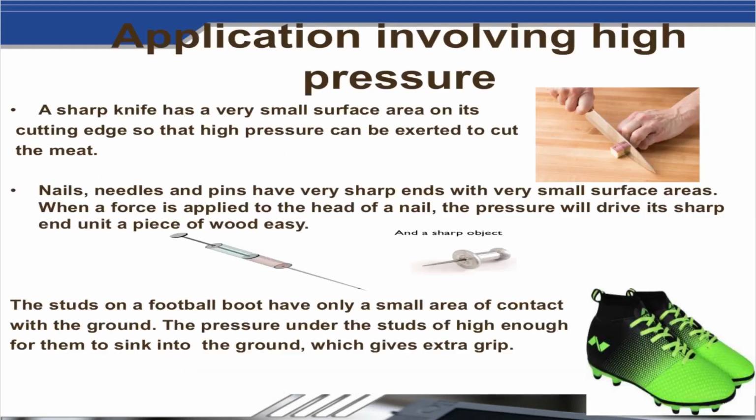Now, for more clarity, we can see applications involving high pressure. There are many things in which we can see high pressure. Like a knife: a sharp knife has a very small surface area on its cutting edge, so that high pressure can be exerted to cut the meat. Nails, needles and pins are very sharp with a very small surface area.